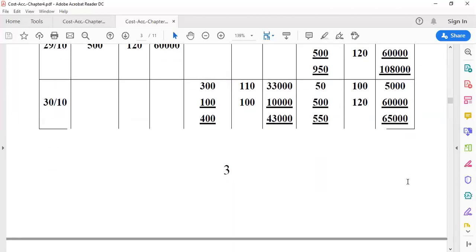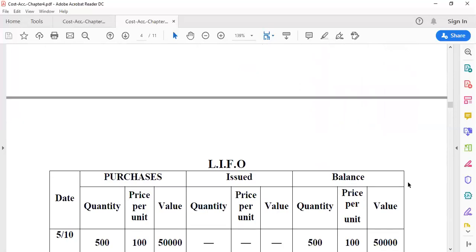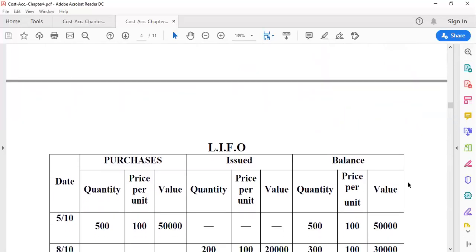What about the average? What about the second method? This is for last in, first out. This is another method, but this method was cancelled by the IFRS, International Financial Reporting Standards.